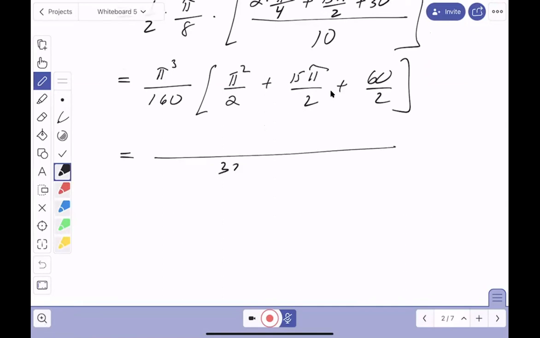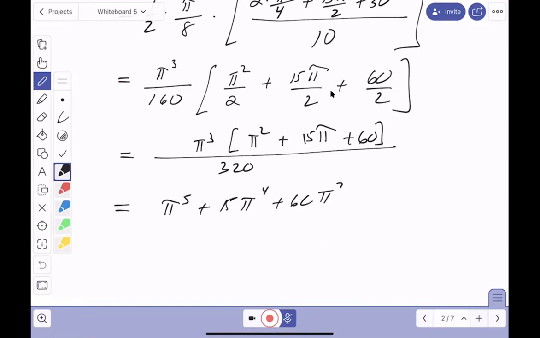320 now. Pi cubed, pi squared, plus 15 pi, plus 60. You know what? Might as well multiply it out now. This is going to be pi 5, plus 15 pi 4, plus 60 pi cubed over 320.